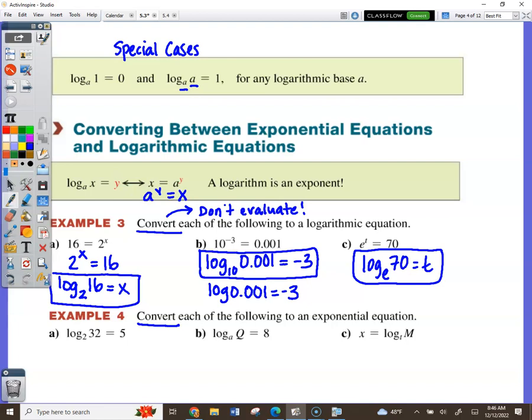Now let's go the other direction. We're given logs, they want exponentials. So the base of the exponent will be what here? 2. The other two switch. So what's the power? Equals 32.